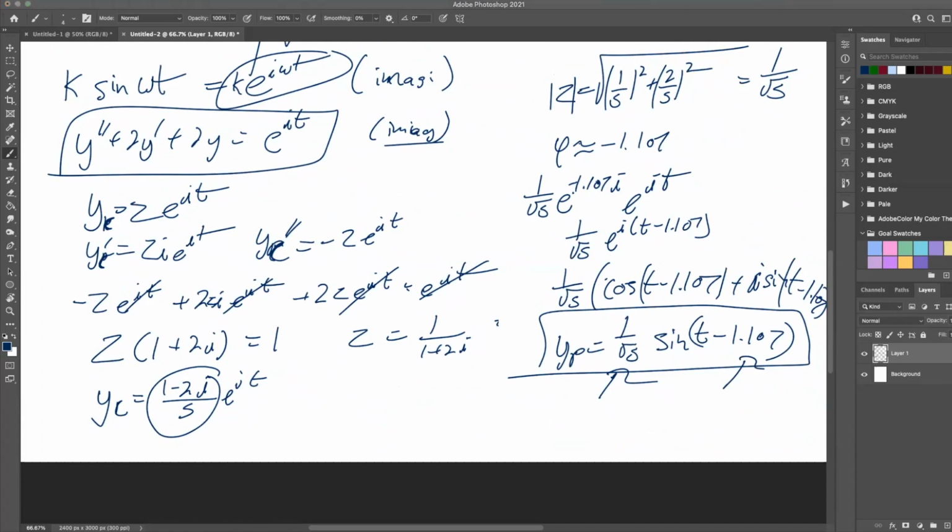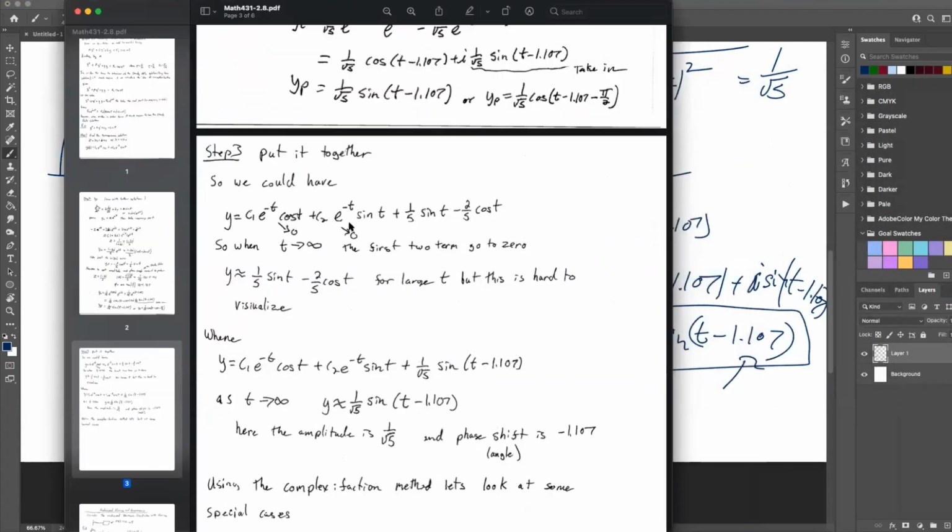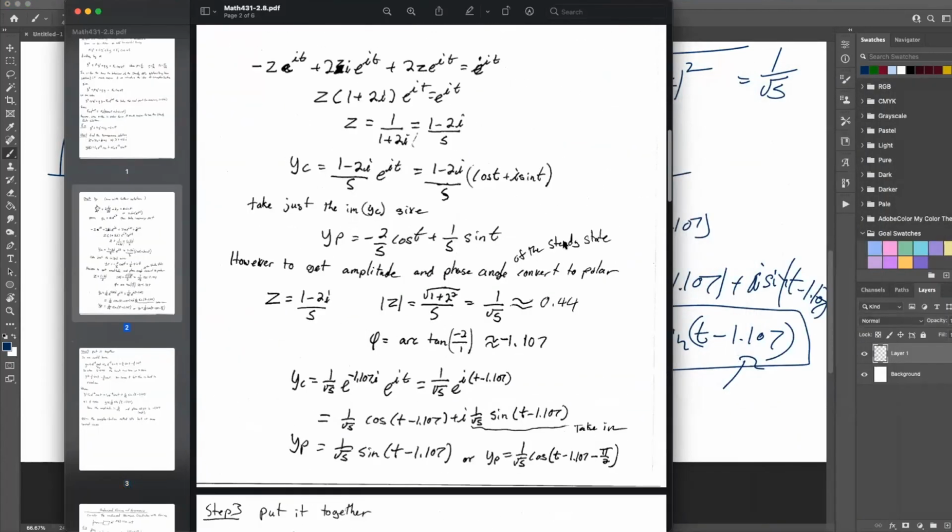So let's get back to the notes. Here, to get the amplitude, we need to convert to polar. We just have to do so, right? And so we convert it to polar, and we get this solution because we just want to take the imaginary part. And so we get our particular solution here. Or if you really desperately want to write it in cosine, you certainly can. You just use the conversion.